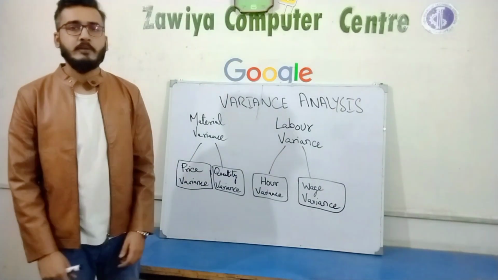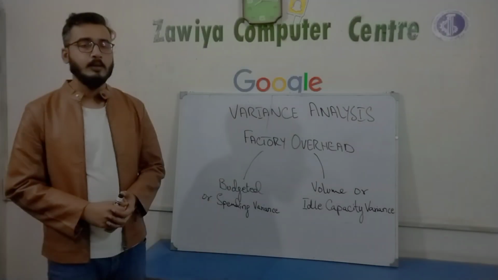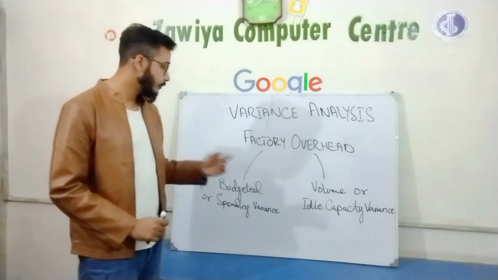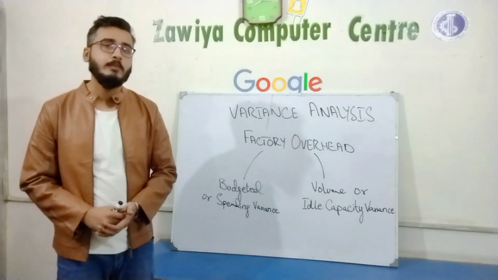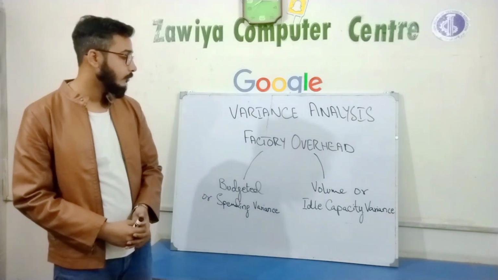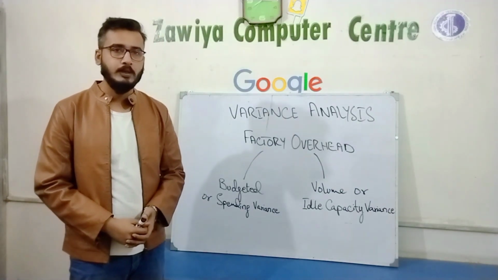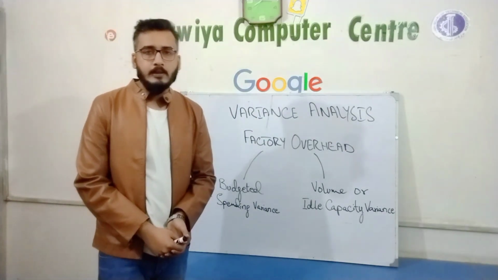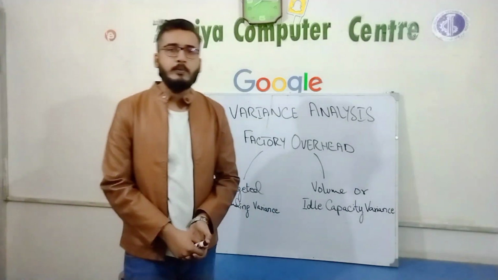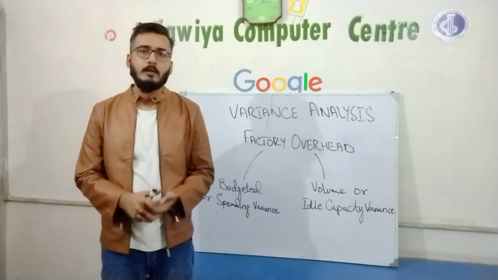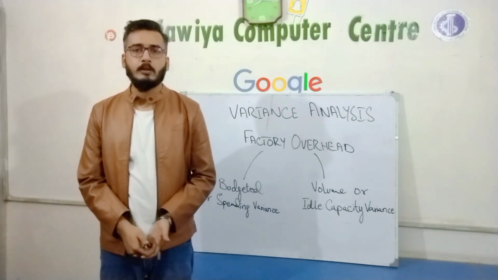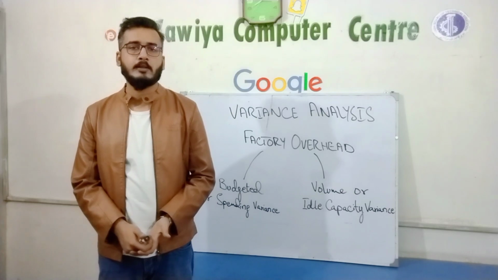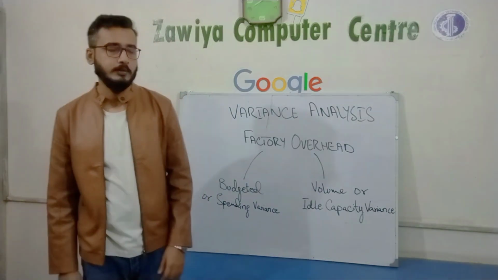Now the factory overhead variances. Factory overhead is divided into two sub-variances. Number one is budgeted or spending variance and the other one is volume or idle capacity variance. So these are all the types of variances and we are going to tell you in this video how to calculate the variances under all these different variances. So stay tuned.